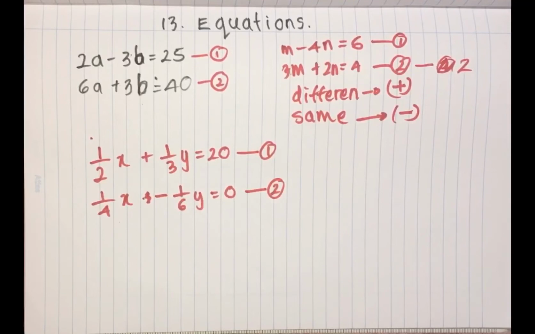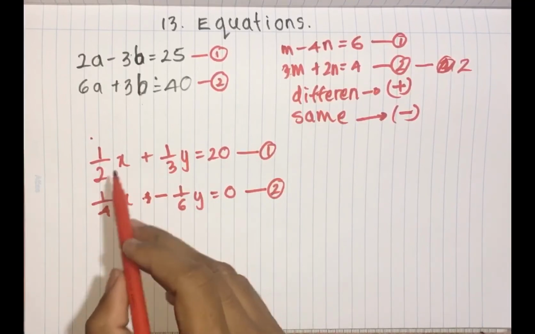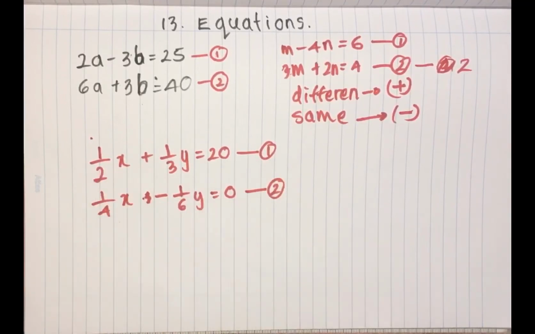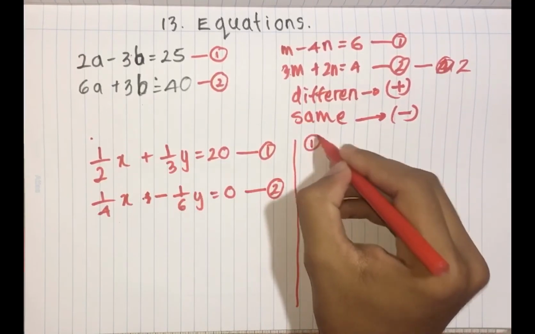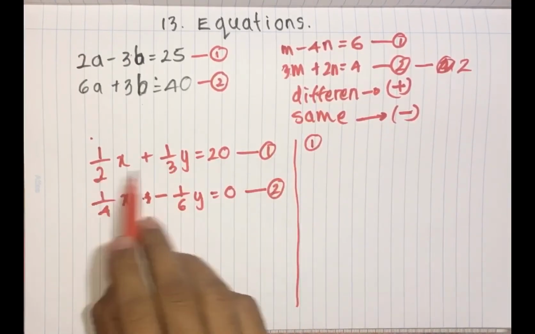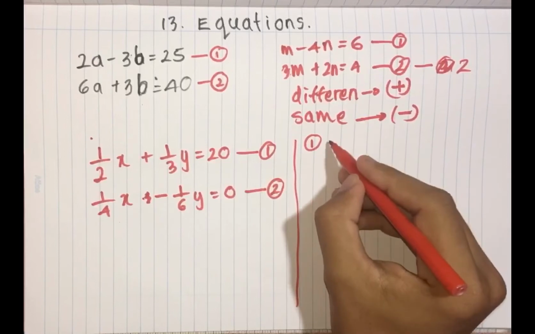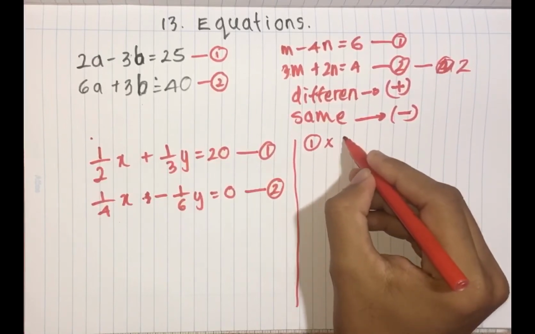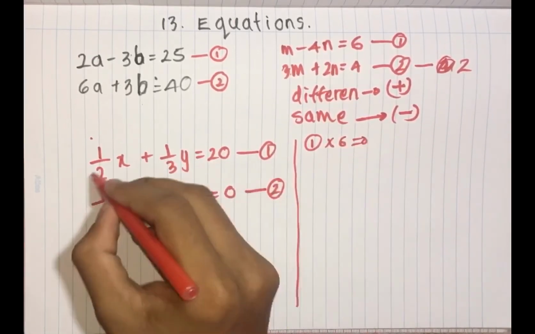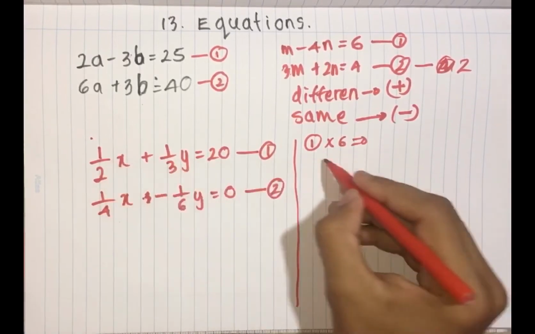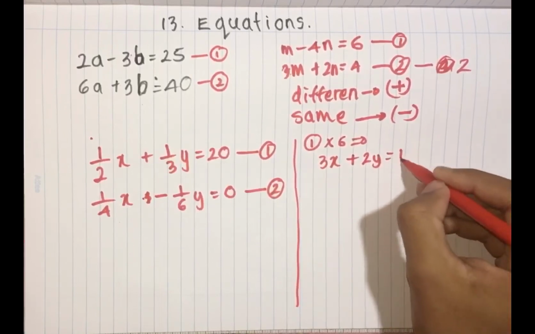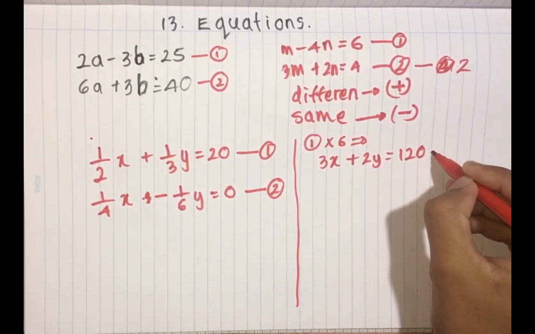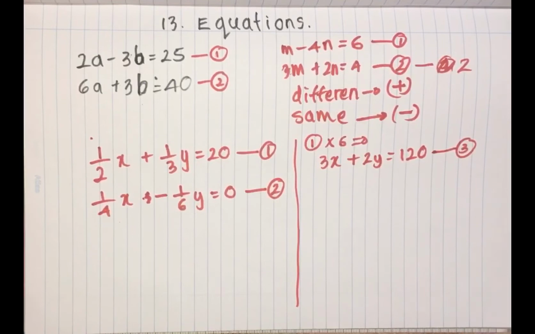Now here what we are going to do is cancel off the denominators in both the equations. In order to cancel off, what should you do? You have to take the first equation and find the LCM of 3 and 2. The LCM of 3 and 2 is 6. Therefore, you have to multiply the first equation by 6. That is going to give you 3x plus 2y is equal to 120, isn't it? And you name this equation number 3.